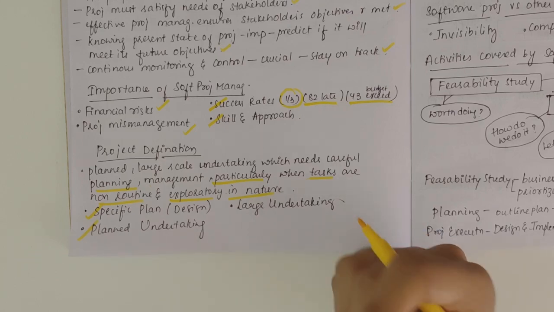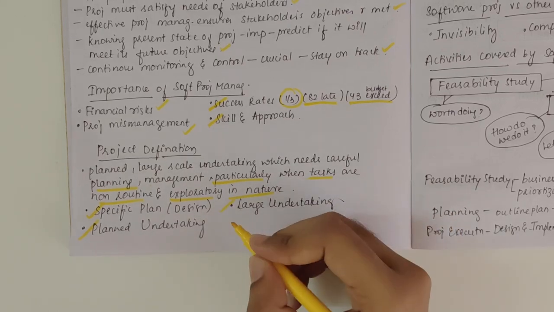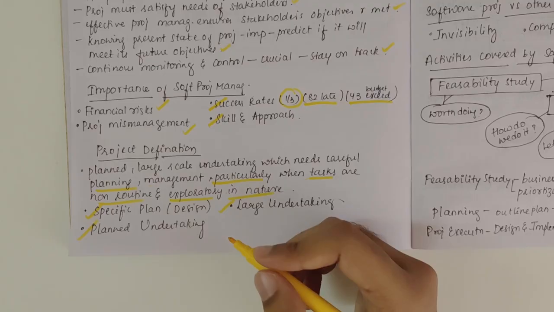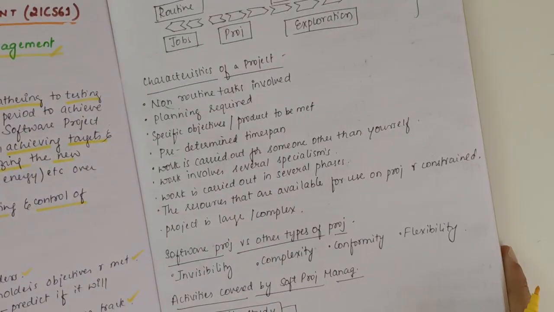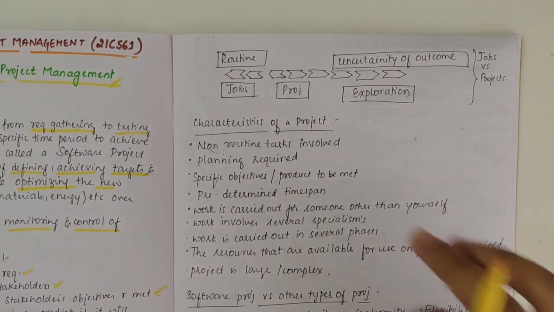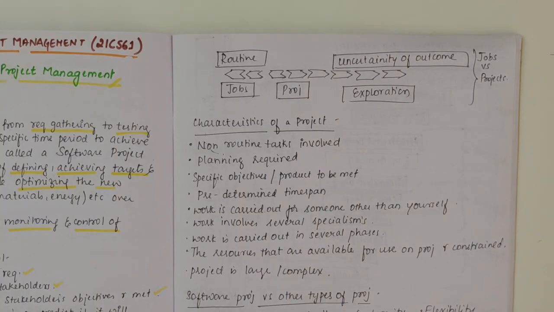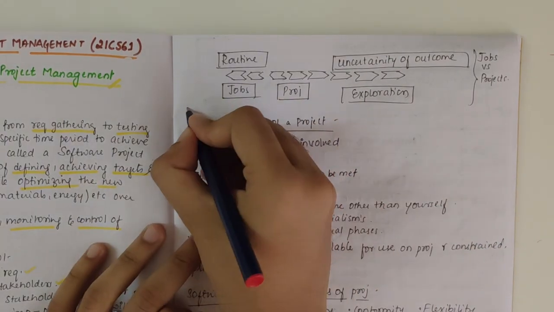That particular task and working on it. So it could be termed as a large undertaking also. Next, moving on further, we have a diagram, a pictorial representation of jobs versus projects.